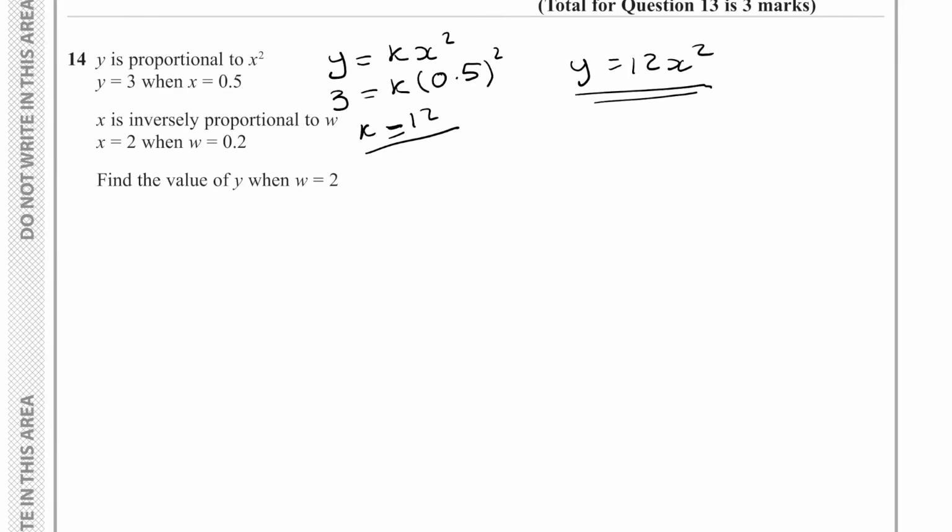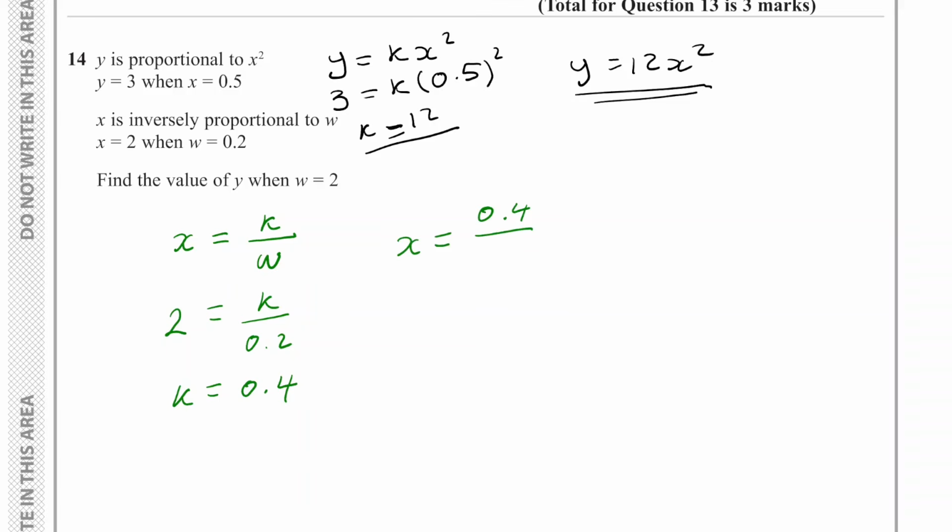And then x is inversely proportional to w, so x equals k divided by w. So directly proportional is k times, inversely proportional, k divide. X is 2 when w is 0.2. So k is 2 times 0.2, 0.4. So x is 0.4 over w.